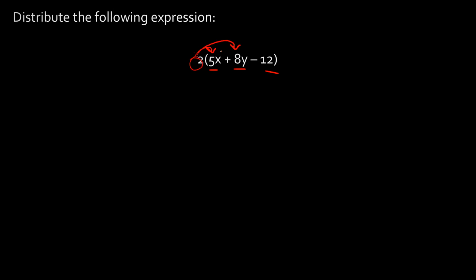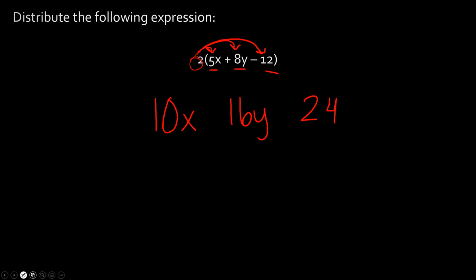So when we do that, we're multiplying the numbers, and if there is a variable attached to the number, it just goes along with it. So I'm going to have 2 times 5, which gives me 10x, 2 times 8, which gives me 16y, and 2 times 12, which gives me 24. Now these signs in between, this plus sign and this minus sign, I'm just going to copy them in the same places. So they're not changing, they're just going to be brought down.